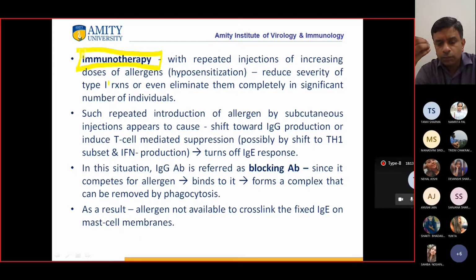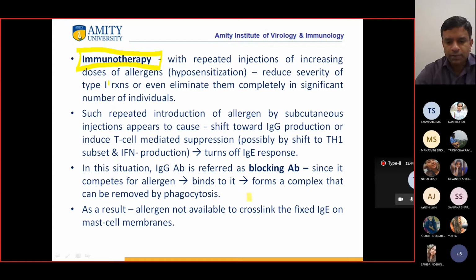So what happens in type 1 hypersensitivity reaction? The level of IgE increases. So what you can do is make antibodies which can bind to IgE and remove them. That is one way we can do immunotherapy for such conditions.